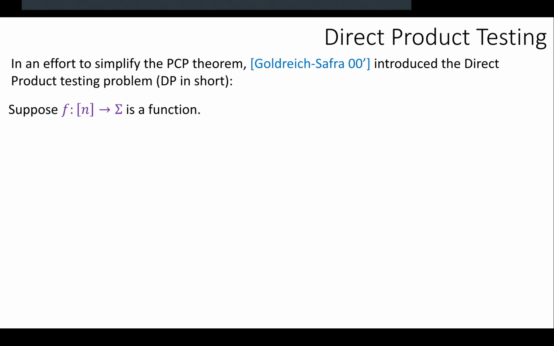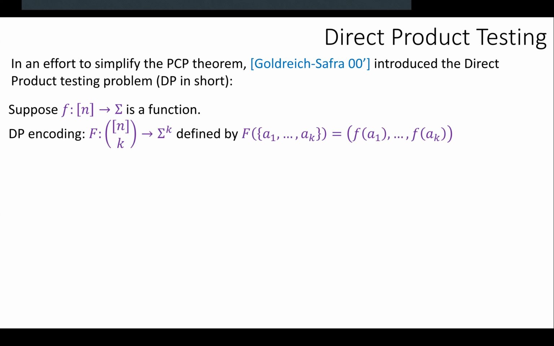Suppose that you have some function little f from 1 to n to sigma. So 1 to n, you should think about them as the variables of some formula. Sigma is the alphabet, some small set of symbols. The direct product encoding of little f is a map, capital F, that takes k-tuples of elements from n and gives k symbols. It's just the most obvious thing. Capital F assigns to the set A1 to AK the values of little f at A1 to AK. This is the direct product way.